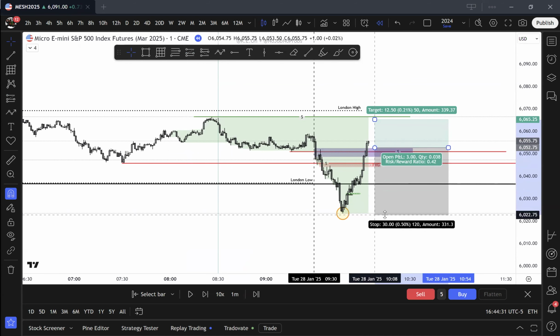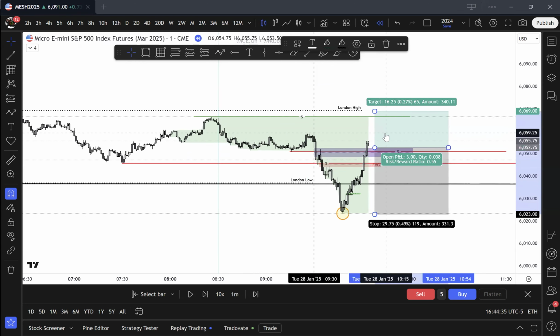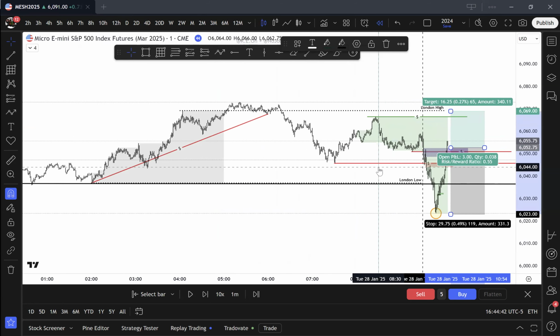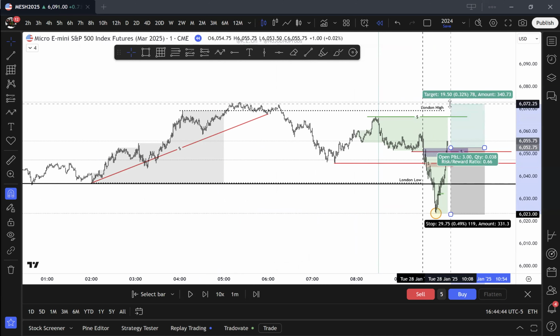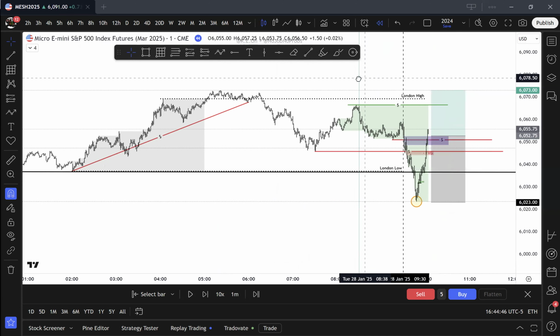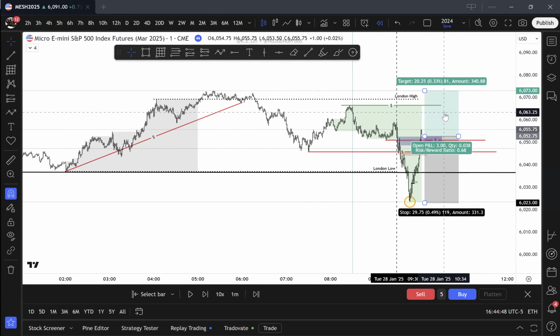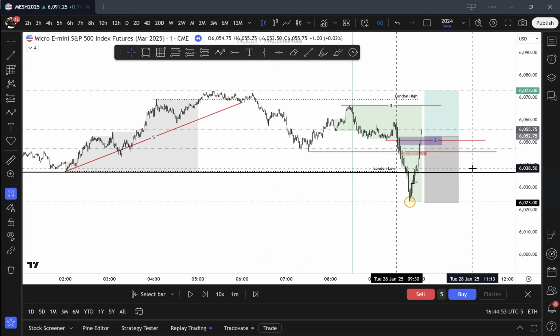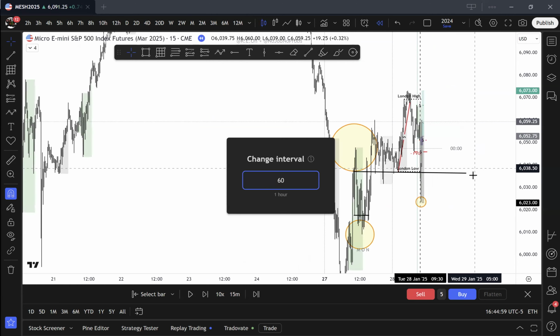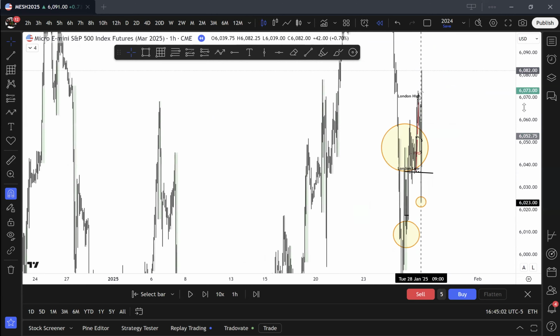Now, as far as targets go, looking at the risk to reward right here, this London high, easy target, right? Obviously. Or wait, I think we were in the London high, yeah. Sorry. This high right here. Obviously, easy target, but if you look at the risk to reward, it's kind of stupid, right? It doesn't make sense. It's not even a 1-to-1. That's kind of crazy. So, looking back at it, let's go ahead and go to the 1 hour, right?